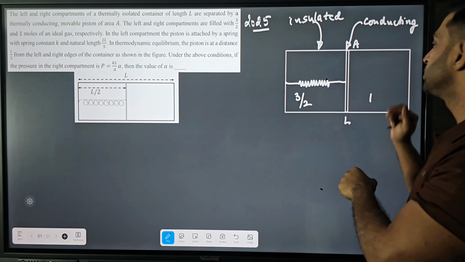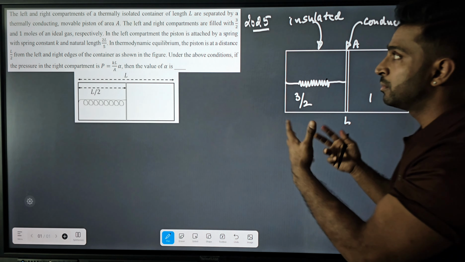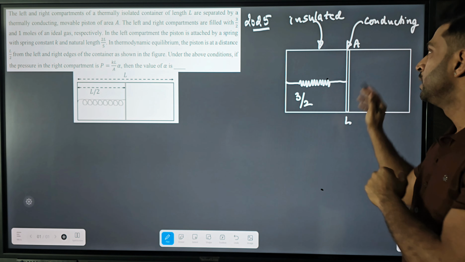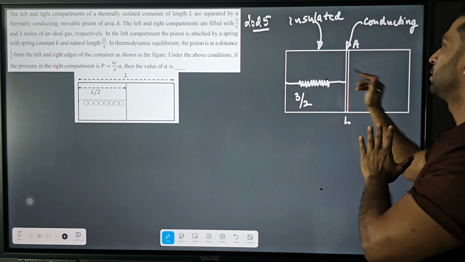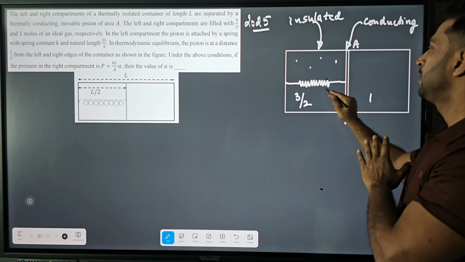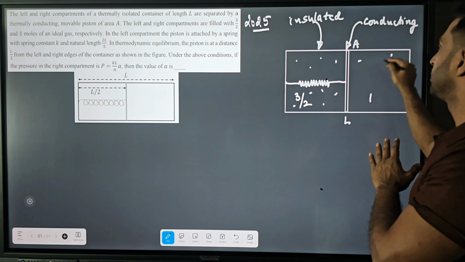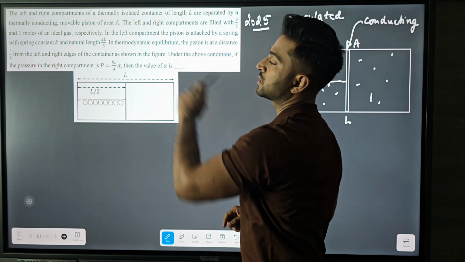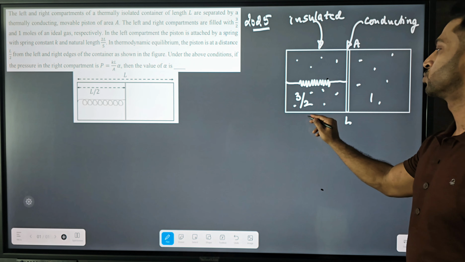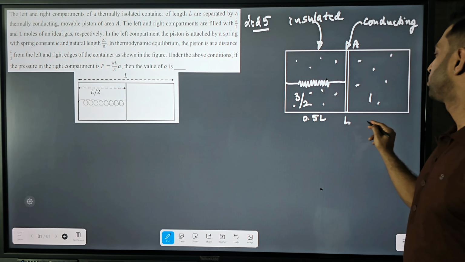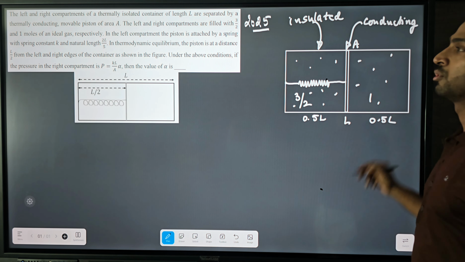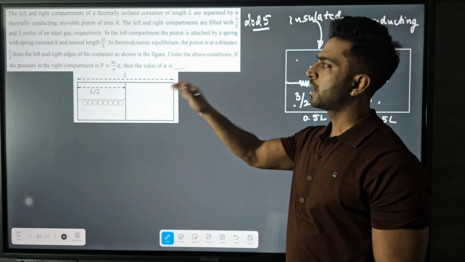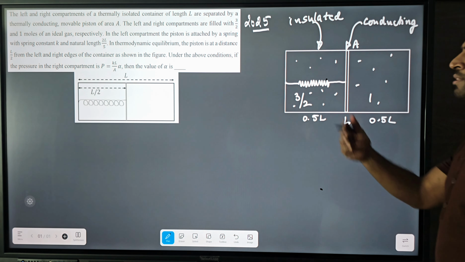Now, since the number of moles are not the same, in thermal equilibrium the piston is given at a distance of L/2. So these gases are, both sides there are gases, and they are in equilibrium, and it is given in the question that in equilibrium the piston is at a distance L/2. So this distance here is 0.5 L, and this distance here is also 0.5 L. Under the above conditions, if the pressure in the right compartment is P, find alpha.